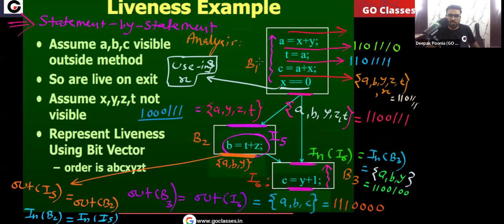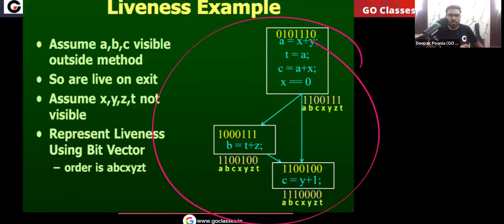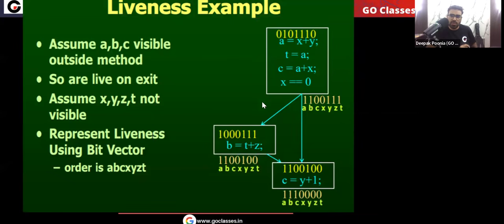Finally, here you can see when you cross this instruction, A will be killed, and then X, Y will be generated. This will be your answer. I hope you understood. So this is the complete analysis of this question. You can find the answer here. I have told you, between every instruction, between two instructions also, there are program points. For those program points also, we have found the liveness information.